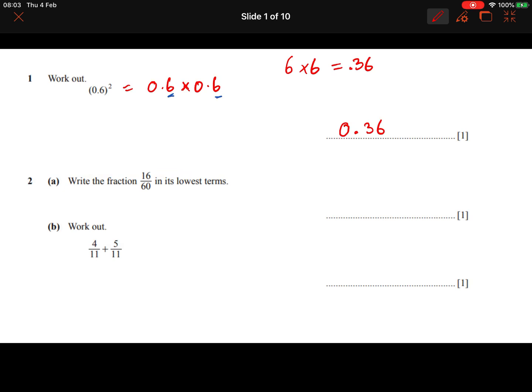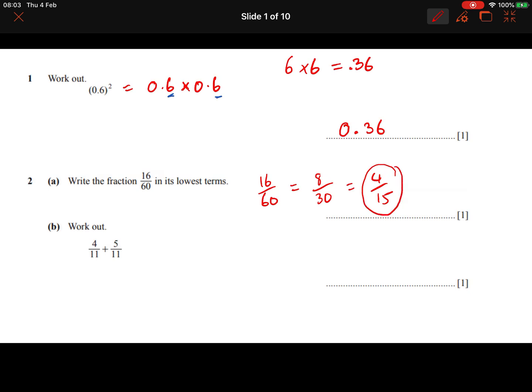Okay, question 2 was done pretty well by my guys. You just got to simplify it. So 16 out of 60 has common factors of 2, so I can divide it by 2. That'd be 8 over 30, which also has a common factor of 2 to be 4 over 15. So 4 over 15, there's no common factors between 4 and 15, so that's going to be your answer.